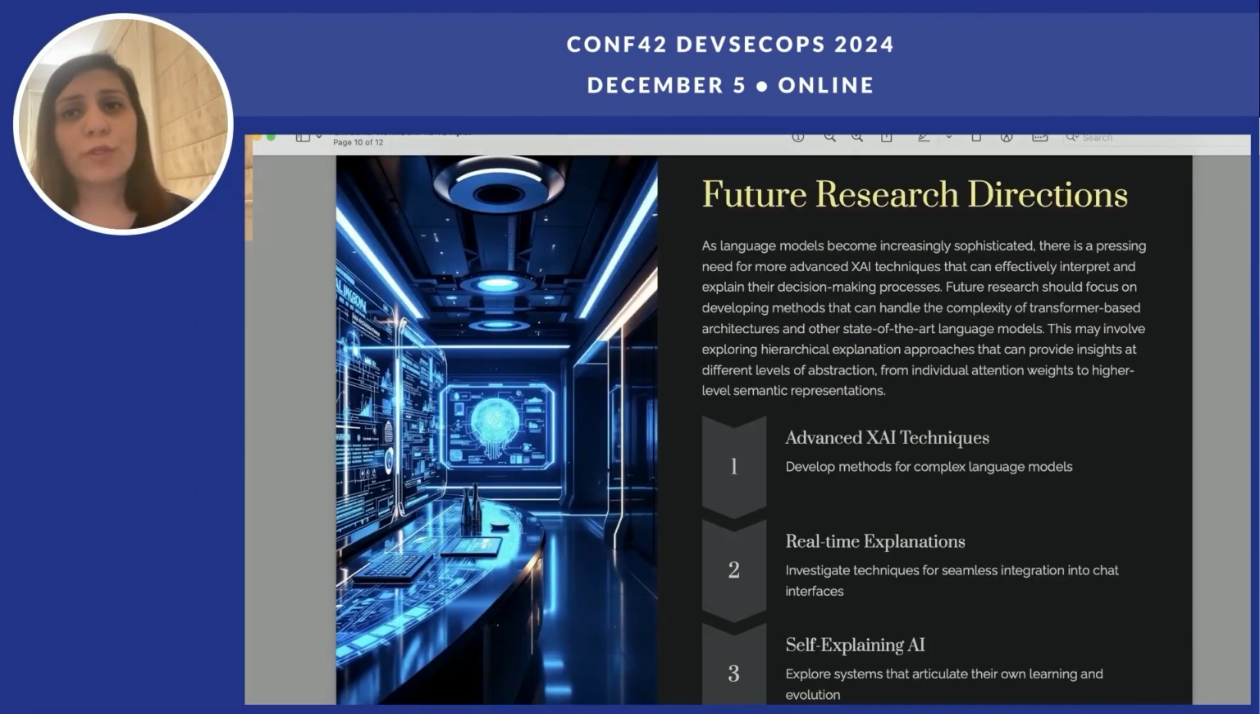Some of the future research directions: as our language models become increasingly sophisticated, there is a pressing need for more advanced explainable AI techniques that can effectively interpret and explain their decision-making processes. Future research should focus more on developing methods that can handle the complexity of transformer-based architecture and other state-of-the-art language models. This may involve exploring hierarchical explanation approaches that can provide insights at different levels of abstraction, from individual attention weights to higher-level semantic representation.